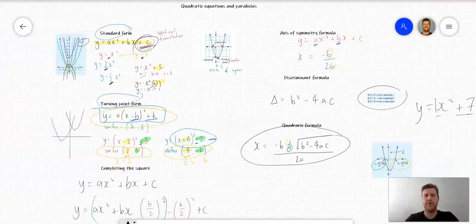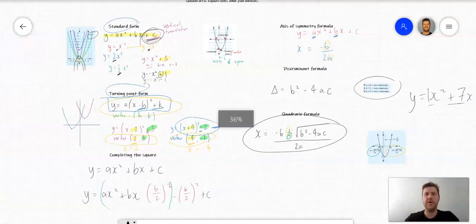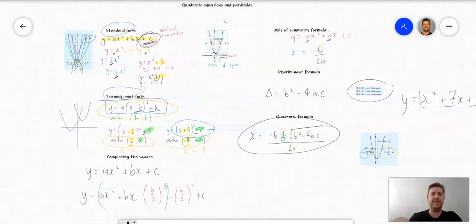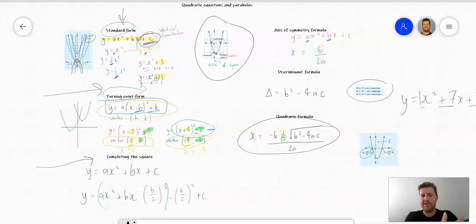So I really just wanted to create this video as a bit of an overview of the things we've looked at. The key features: what's great about standard form, what's great about turning point form, why we actually bother with completing the square. Remember, that's to convert standard form into turning point form. And then the 3 formulas that we've looked at: the axis of symmetry, the discriminant formula, and the quadratic formula.